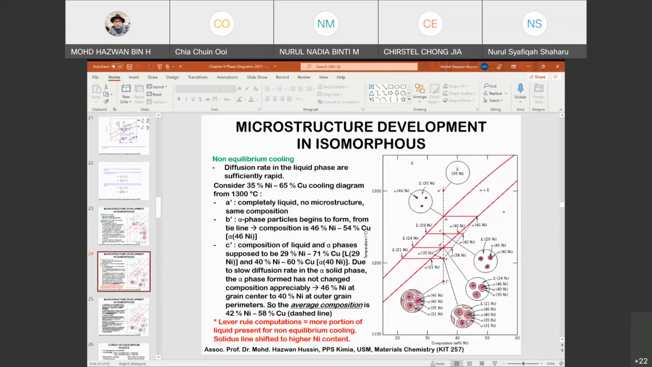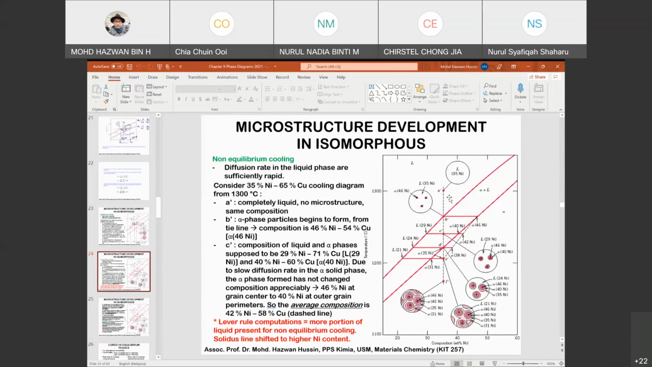So we are still looking at the copper-nickel phase diagram, because this is one of the simplest phase diagrams for isomorphous systems. Consider 35% of nickel and 65% of copper, cooling from 1300. Same as before, except that now we are looking at non-equilibrium cooling. We still have points A, B, C, D, E and F, but this time we are looking at A prime, B prime, C prime, D prime, E prime, and also F prime. We are going to look at them one by one.